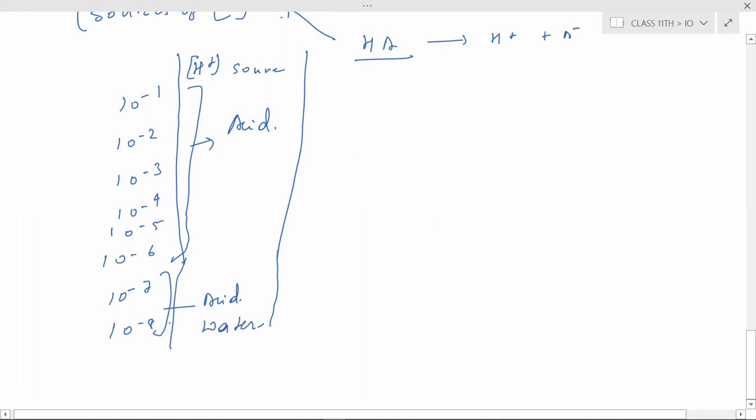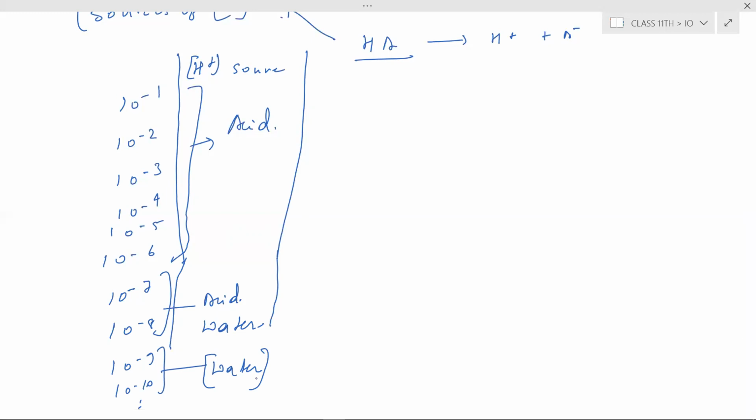This lecture is going to be a bit lengthy. For 10 raised to power minus 9 concentration or even lesser, the source of H plus will be water only. This means the acid will produce a negligible amount of H plus ions as compared to water. Hence, the concentration of acid is not considered here. Here, the water produces a negligible amount of H plus ions as compared to the acid. Hence, the concentration of water is not considered here.